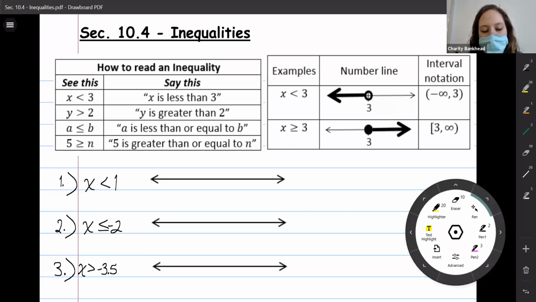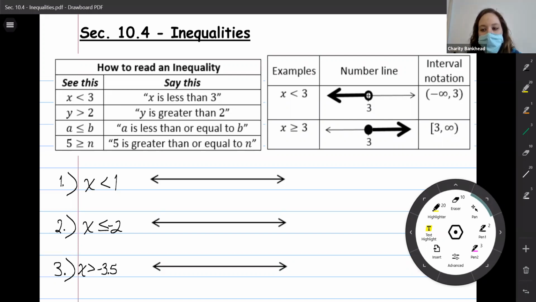So we're going to be on 10.4 today, which is about inequalities. We mentioned this a little bit right before our exam. But again, here's a summary of what each of those symbols means and how to read them. We went over that before. Now we're going to talk about how to plot that on a number line and also how to write it using interval notation.